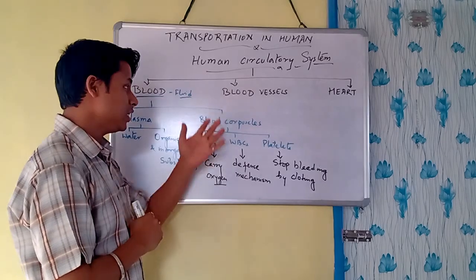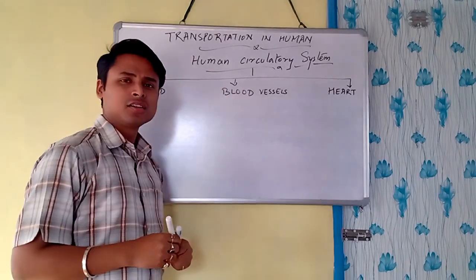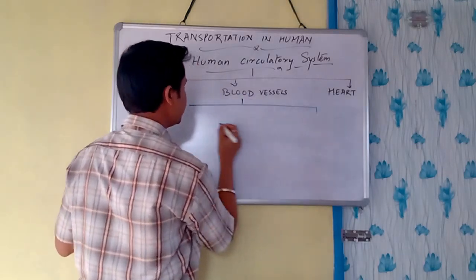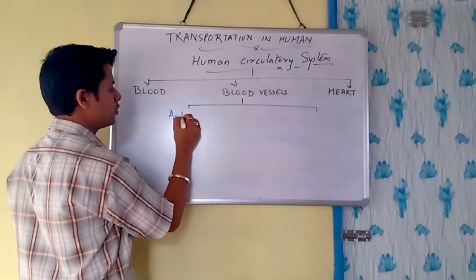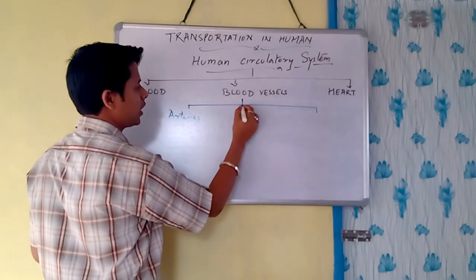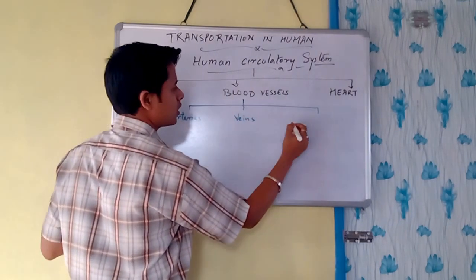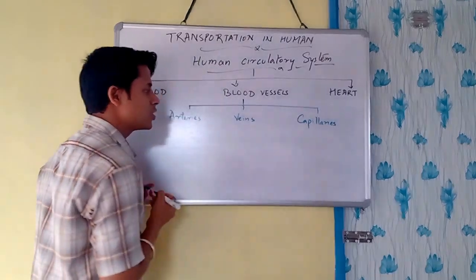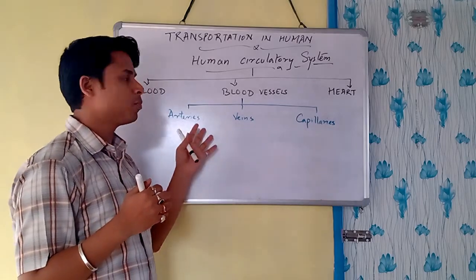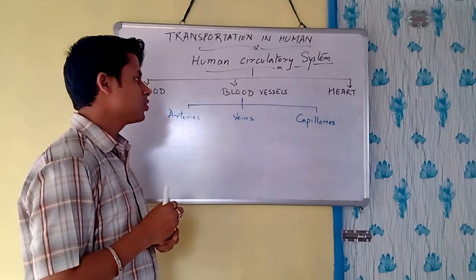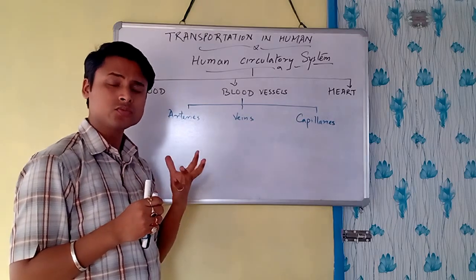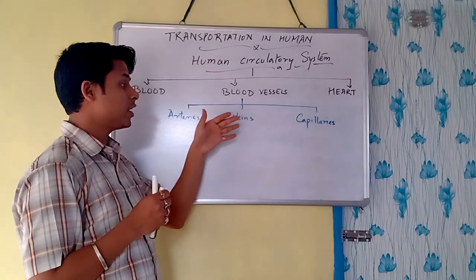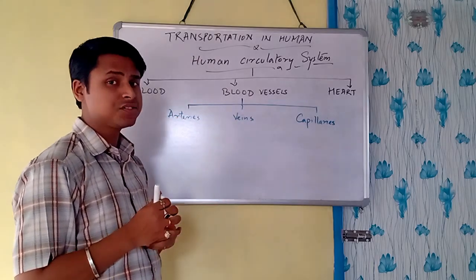Next we will see the blood vessels. Blood vessels are classified into three categories: first arteries, then veins, and then capillaries. Blood vessels are those vessels which carry blood, and they are divided into three groups based on function and structure.